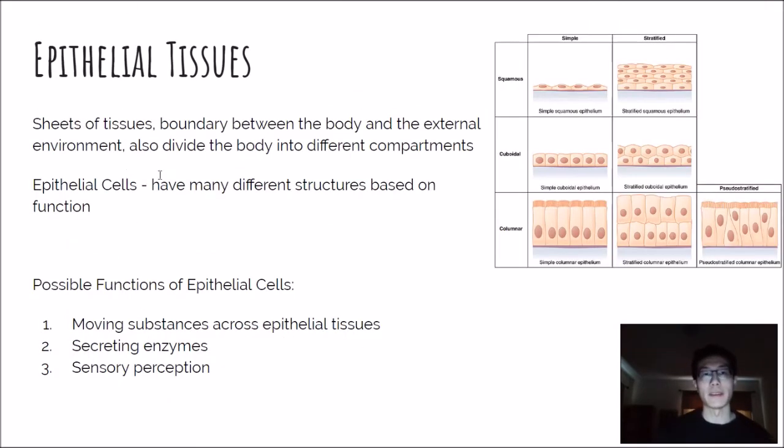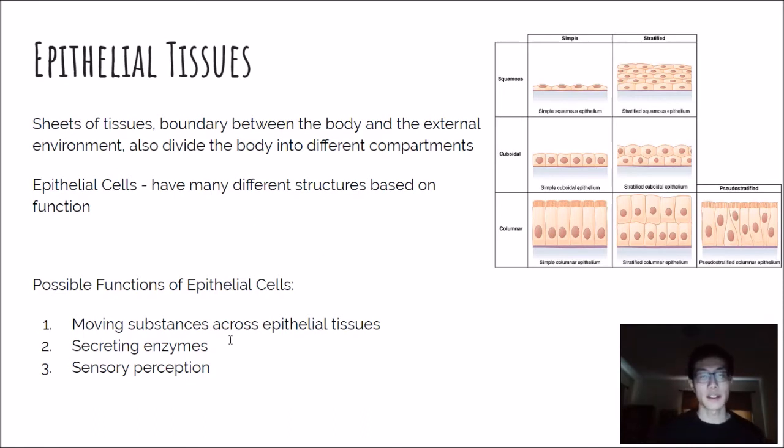So moving on to epithelial tissues, these are sheets of tissues, again, that allows for formation of boundaries, especially between the body and external environment. It can also divide the body into different compartments. And the epithelial cells, which make these epithelial tissues, have many different structures based on function. So three different possible functions of epithelial cells include moving substances across epithelial tissues. So, just moving those substances across those tissues.